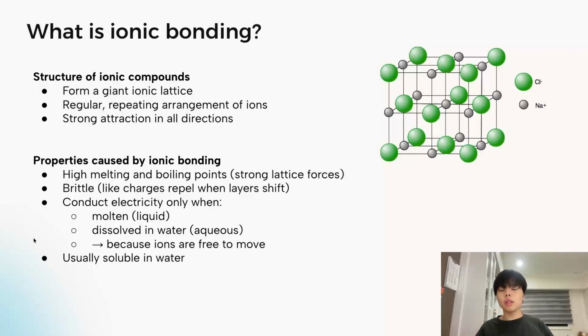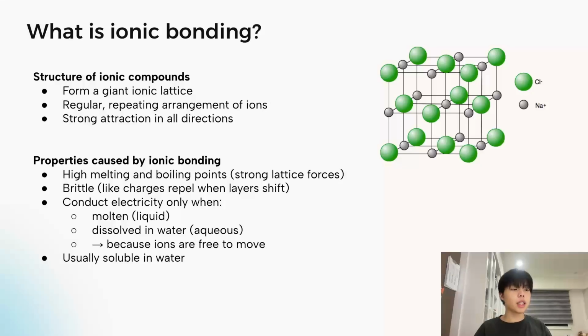So going deeper into ionic bonding, the structure of an ionic compound is a giant ionic lattice. It's a regular repeating arrangement of ions. There's a strong attraction in all directions. As you can see on the diagram on the right, for each cation, there are 6 anions around it. On 6 sides, so like 3 dimensions, right? So cations: front, back, top, down, left, right.